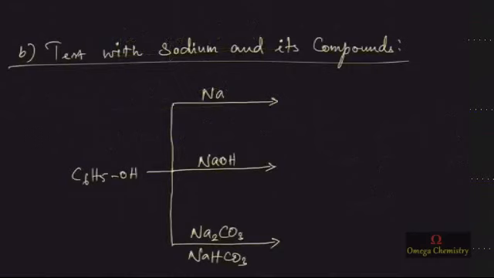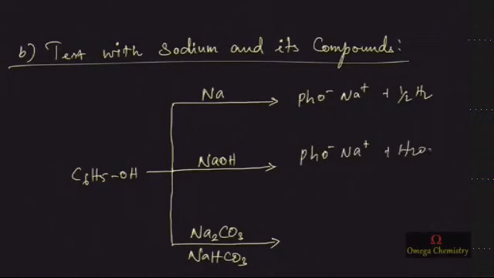The second one is the test with sodium and its compounds. When phenol is added to sodium metal, the corresponding sodium phenoxide will be obtained, along with the evolution of hydrogen gas. And when phenol is added to sodium hydroxide, the same sodium phenoxide will be obtained along with water. This means sodium hydroxide neutralizes phenol, and phenol will not react with sodium carbonate or sodium hydrogen carbonate, indicating that it is a weak acid.